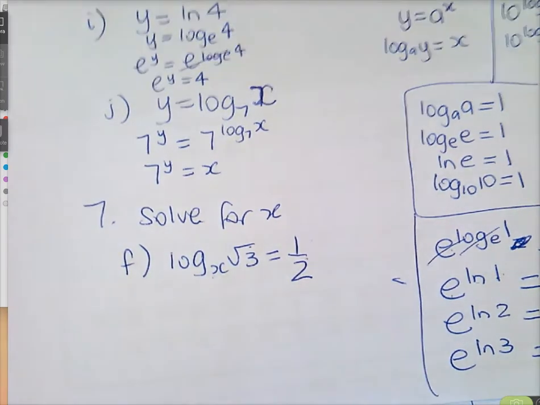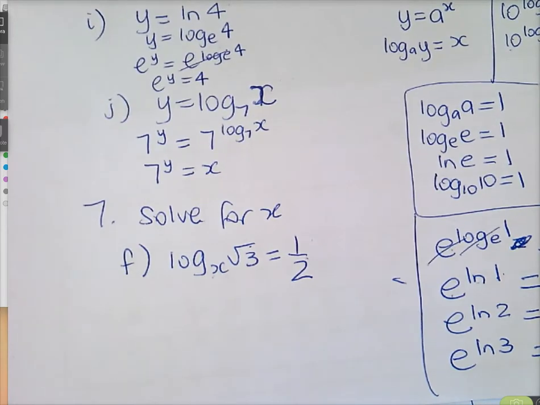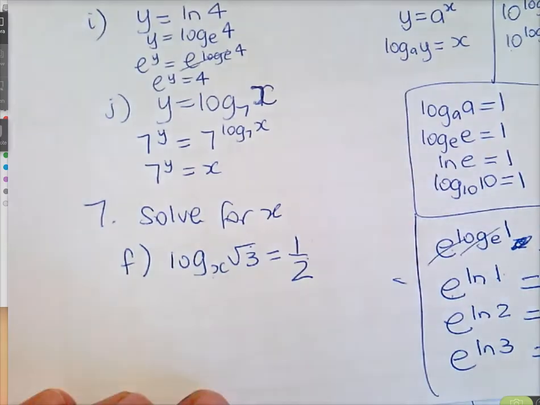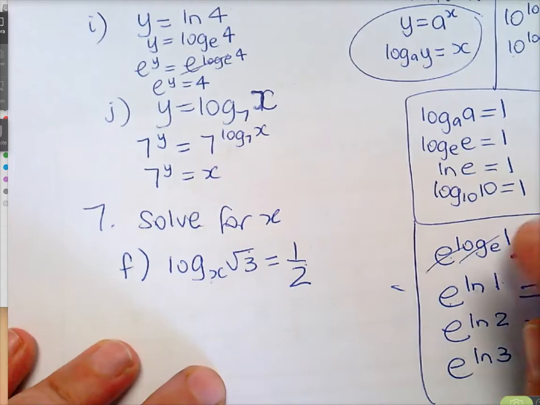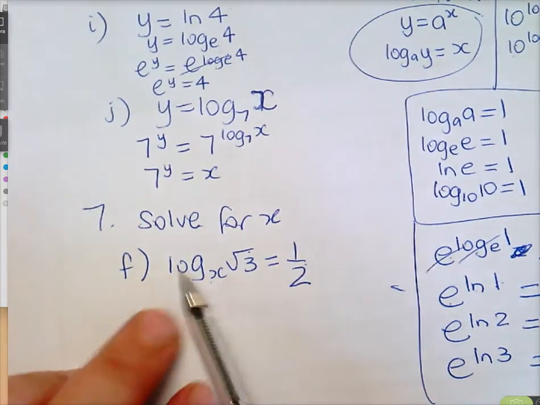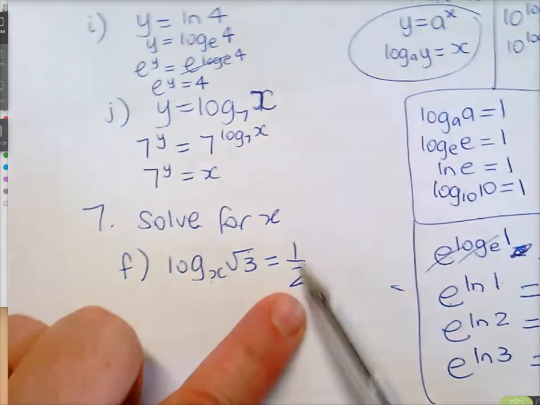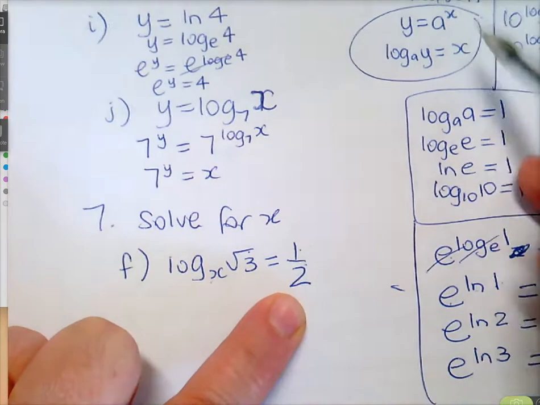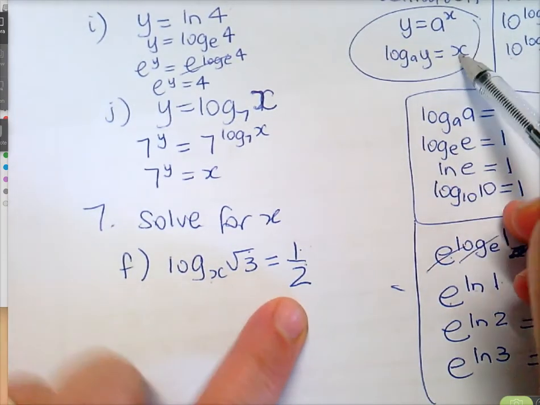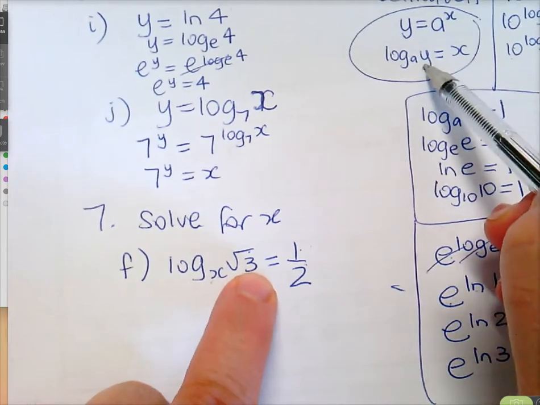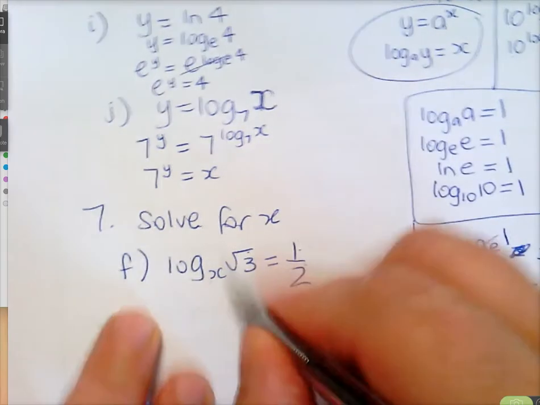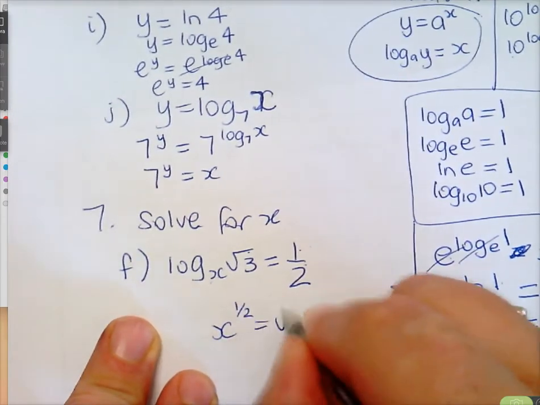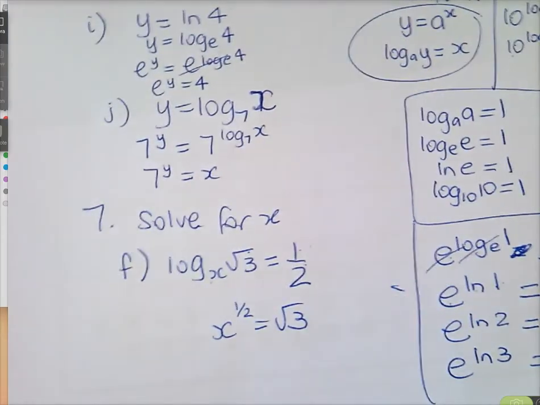A lot of people find the rule, guess what? The rule is on your formula sheet. It says that if y equals a to the x, then log to the base a of y equals x. So if you compare that with that, x is the half, y is the root 3, a is the x. So you can compare it on your formula sheet and just say x to the half is root 3. That's what that means.